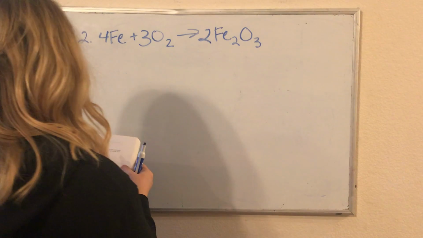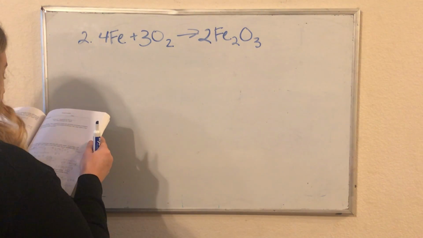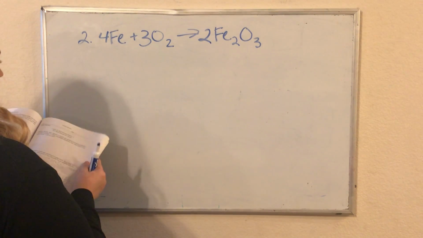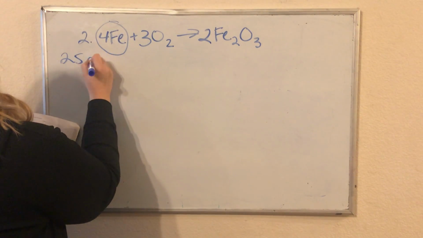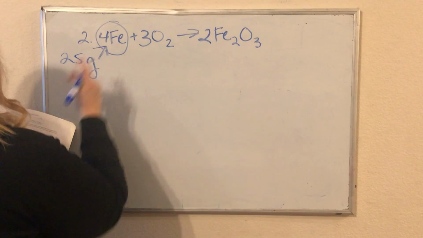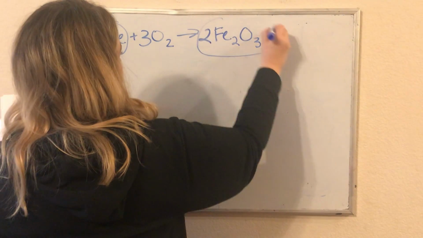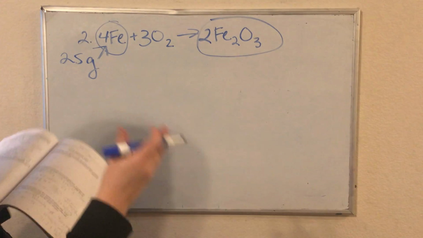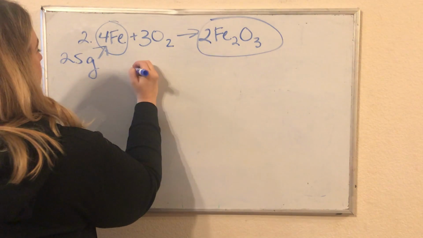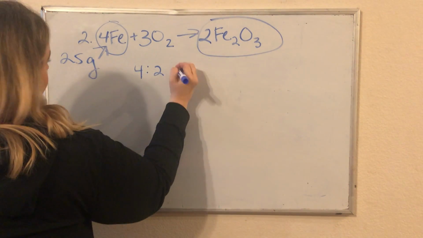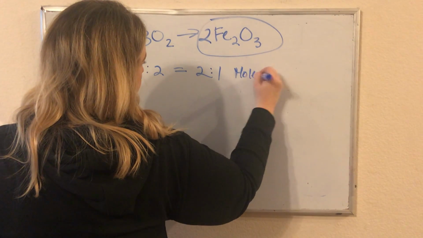Now what we're going to do is look at what elements we're trying to figure out what's going on here. So if we begin with 25 grams of iron, that's what we're starting with. How many grams of iron oxide are we going to produce? Okay, next step, after we balance, mole ratio. So we're going to look at the mole ratio here. It's 4 to 2, which actually works out to being 2 to 1. That's our mole ratio.